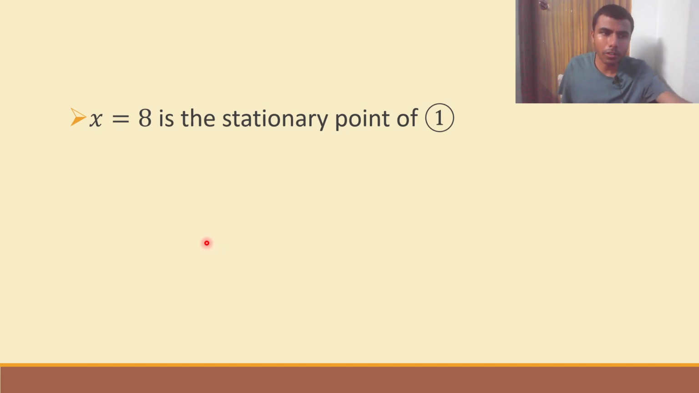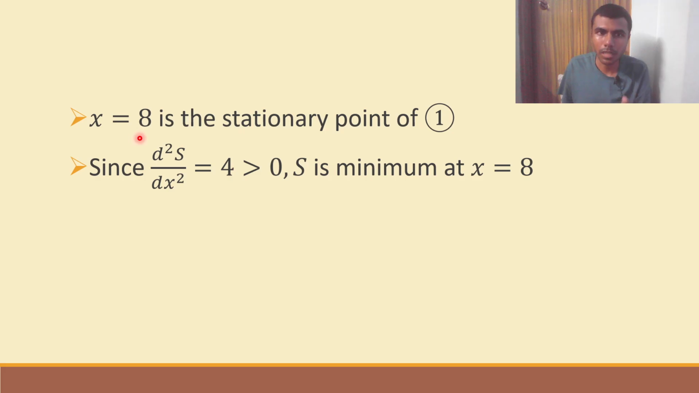We check d squared s by dx squared, and we got it as positive. Since it is positive, at this point s will be minimum. If it had been negative, then at this point s would have been maximum. So s is minimum at x equal to 8.